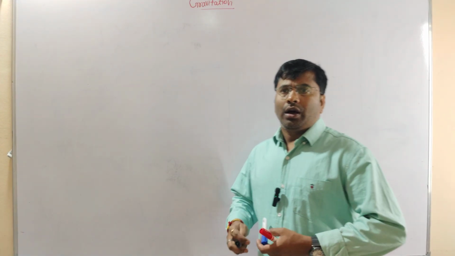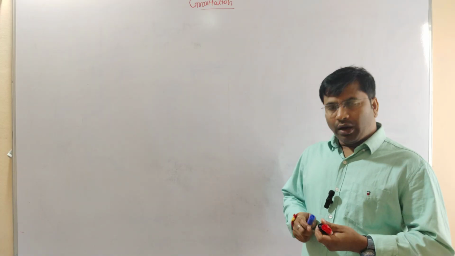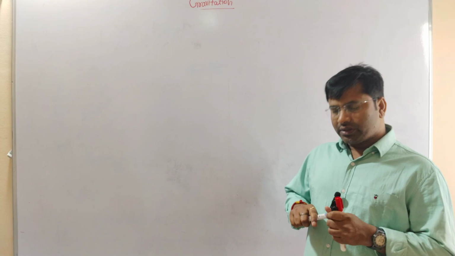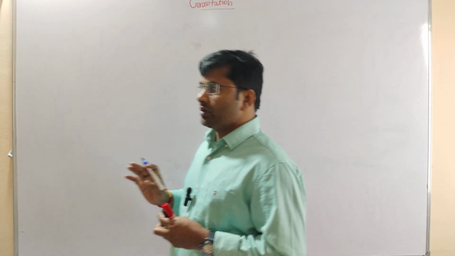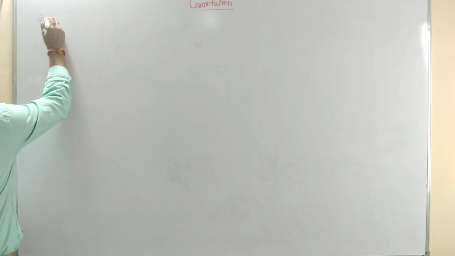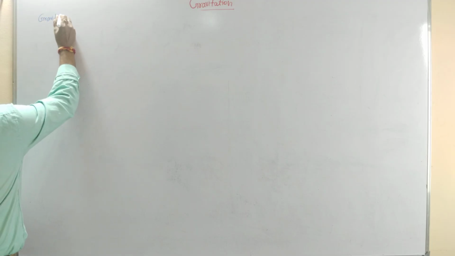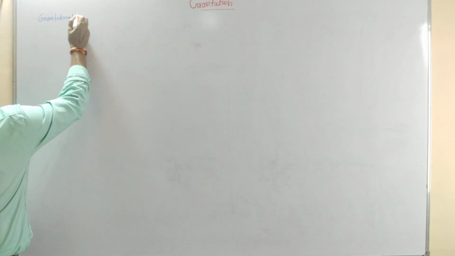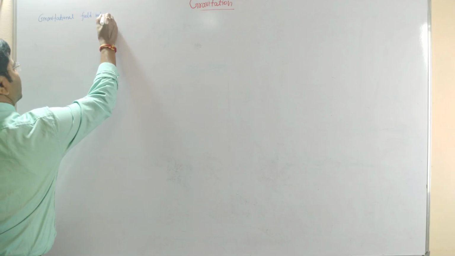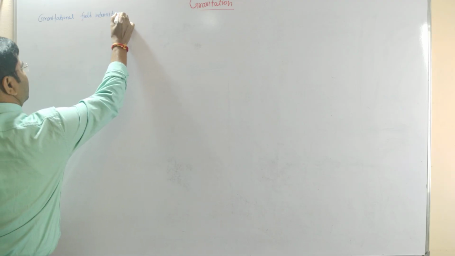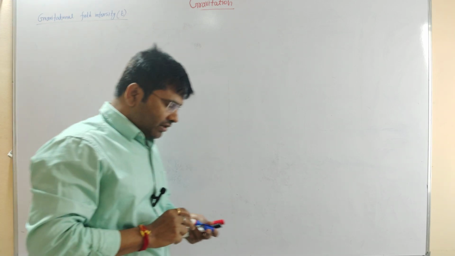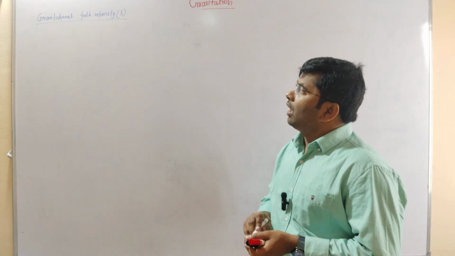Hello everyone. This is lecture number 2 of gravitation. In this lecture, I am going to discuss gravitational field intensity due to masses. Okay. So mainly we will discuss the gravitational field. Gravitational field intensity. So first we will define it. Gravitational field intensity. How is it defined?